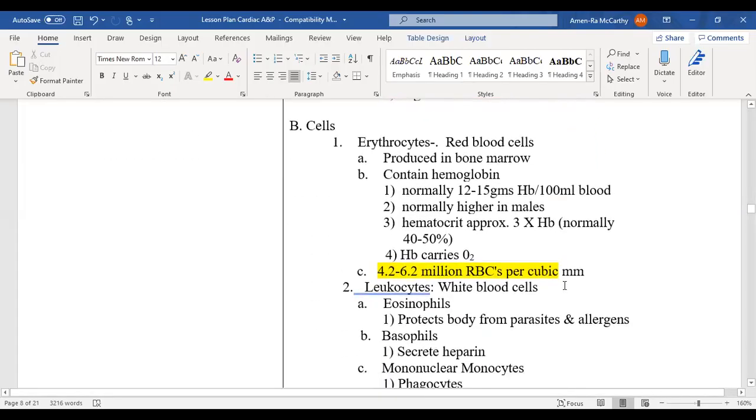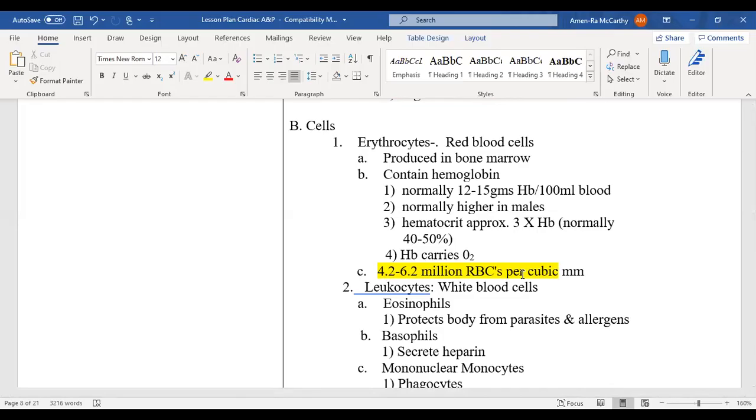The cells that make up our blood are our erythrocytes, which are the red blood cells, and the leukocytes, which are the white blood cells. The red blood cells are made where? In the bone marrow. How many red blood cells do we have? There you go, 4.2 to 6.2 million.